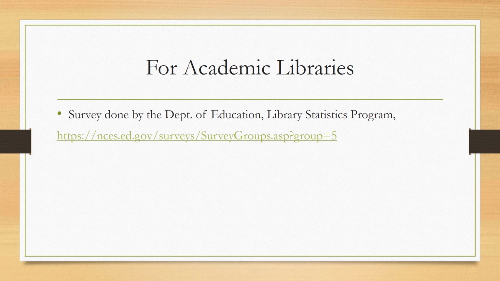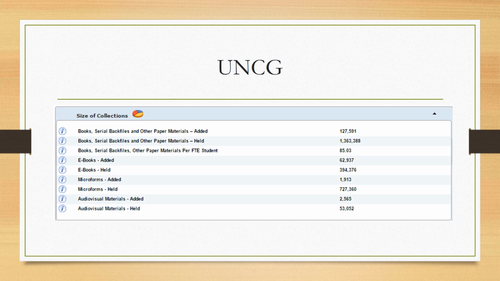There's also a survey for academic libraries done by the Department of Education Library Statistics Program. There's a link in the slides that you can click on. Here's UNCG's statistics, how many books they own, how many ebooks they added in this particular year. I don't remember what the year was. How many audio visuals you added.